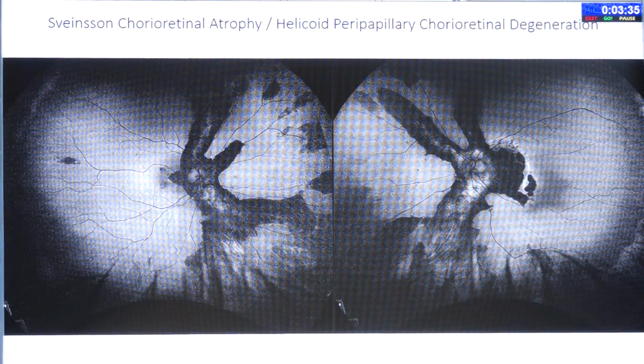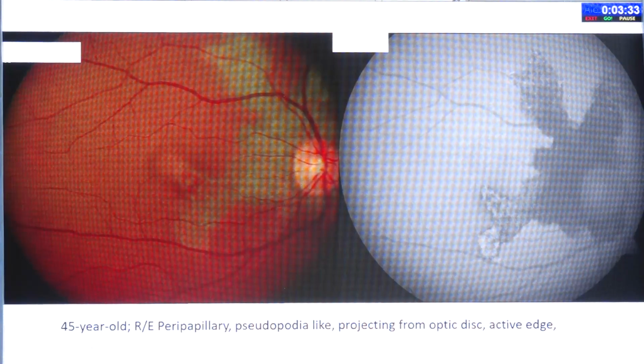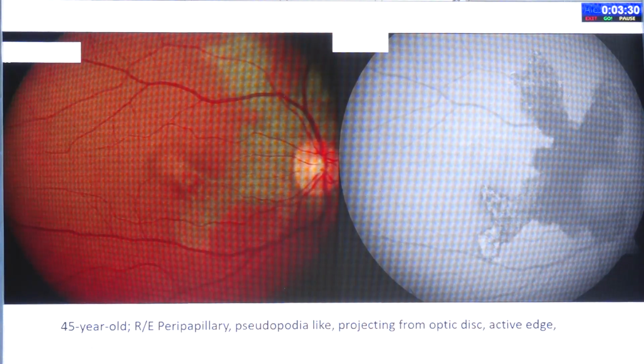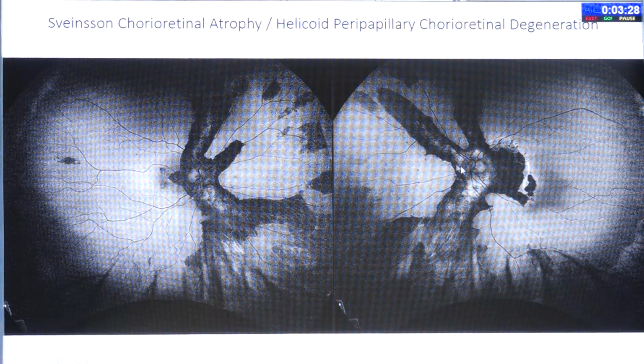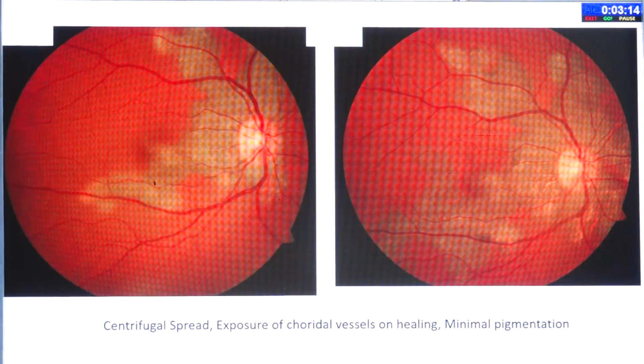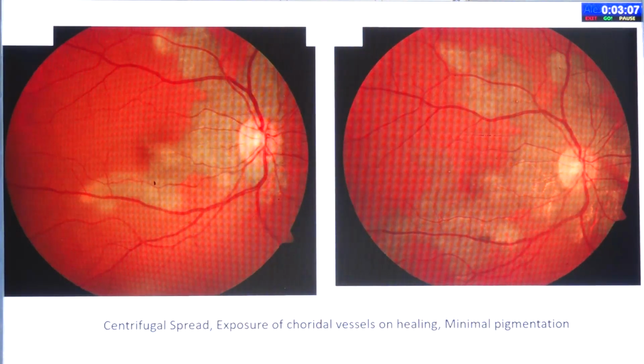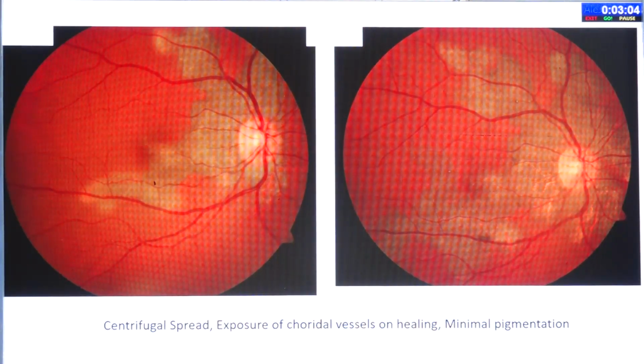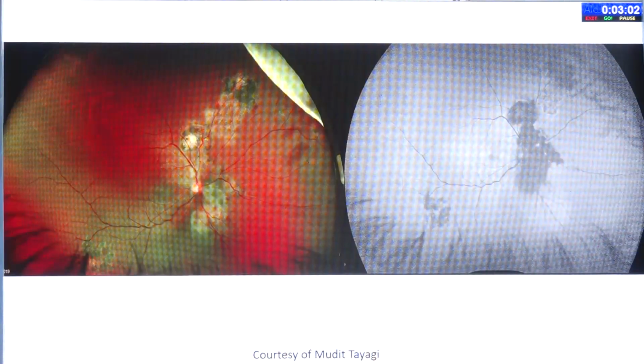Just to distinguish it from the true serpiginous, this is the picture of the true serpiginous. You do not have uniform hypo-autofluorescence like what you're seeing here; what you have is an edge which will be active, and there is a volume to it in inflammatory lesions, which you don't have in dystrophies. And there is centrifugal spread, exposure of choroidal vessels, and mostly asymmetry between the two eyes. That's how you will distinguish.